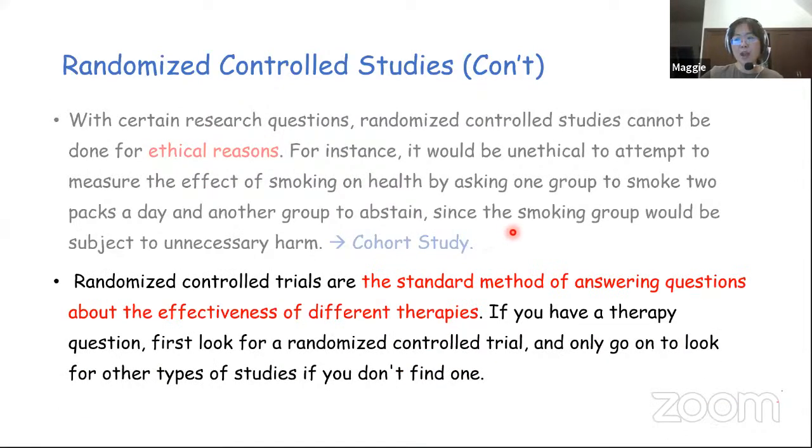Randomized control trials are the standard method of answering questions about the effectiveness of different therapies. So if you are working on a therapy question, for example, you want to know if penicillin is effective in the treatment of COVID-19, then use this randomized control study. One group uses penicillin for the treatment, another does not. Then compare these two groups, and you can know if it's effective or not. This is the standard method of answering questions about the effectiveness of therapies.